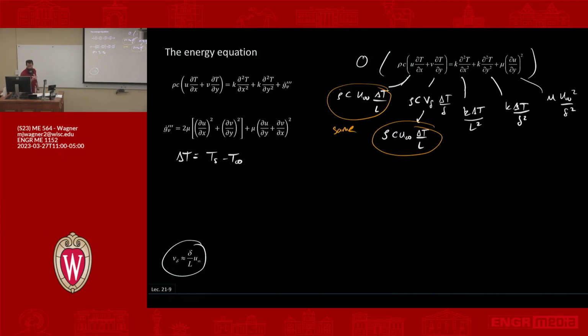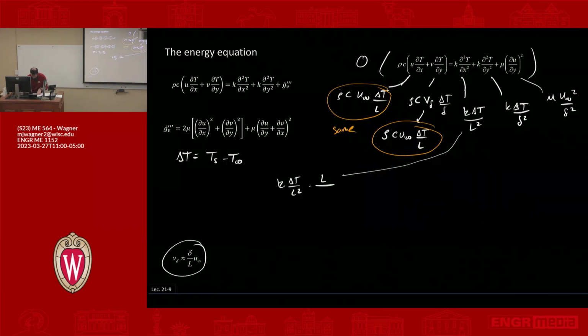One thing that I maybe want to do is compare these two terms with the rest of them. So again, let's go through and divide all the terms by this one and see what happens. So divide through. I'm going to come over here and divide through on this term. It becomes K delta T over L squared times L over rho C U infinity delta T. And that becomes, there's an alpha in there, so it's alpha over L U infinity.